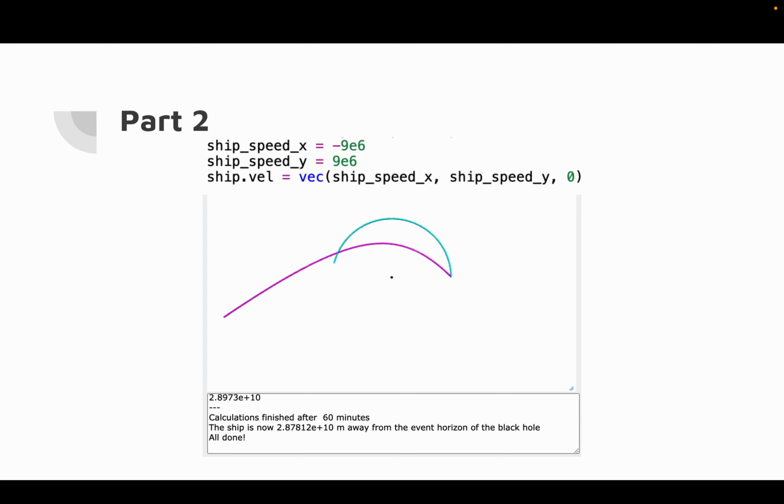So after trial and error, we found this initial velocity, which gives us this trajectory, which shows the spaceship escaping the gravitational pull of the black hole.